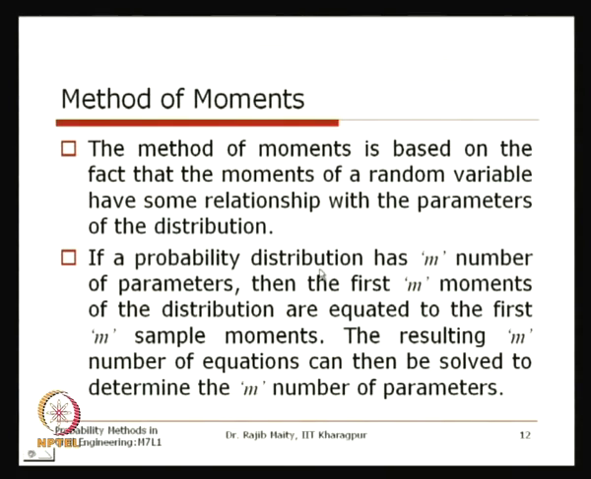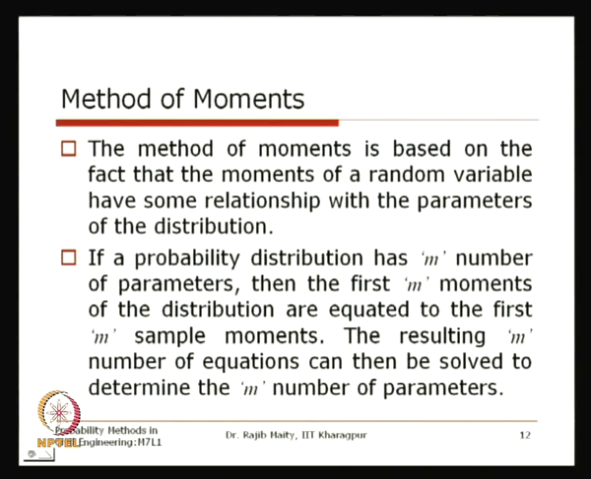So the exponential distribution has one parameter that we know, the lambda. With one parameter, the first moment of the distribution should be equated to the first sample moment. Whatever sample we have, we can calculate its first moment with respect to the origin, of course, and equate it to get the estimate for this lambda.